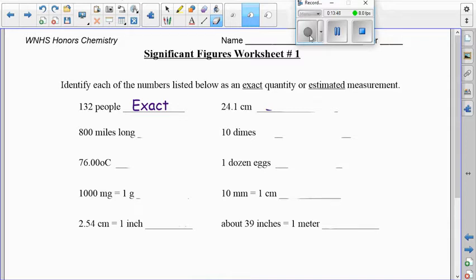What about when someone has 24.1 centimeters? That's estimated because they estimated that one at the end, okay? That's why they stopped writing down numbers when they were measuring. Like, okay, I know it's 24, and I'm pretty sure it's 0.1 centimeters. It might be 0.2, but I'm pretty sure it's 0.1. What about someone that's talking about 800 miles long, Alyssa? What would you say? Estimated, exact? Did they count that or did they measure it? Probably measure, so what would you say? Yeah, there you go.